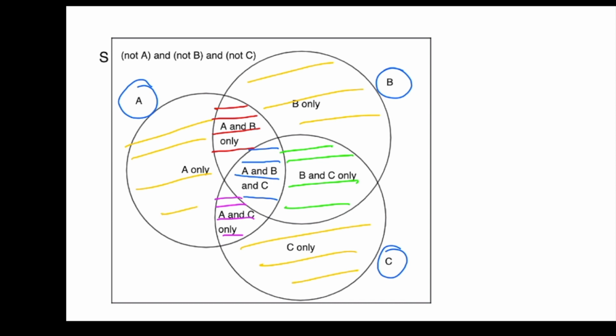And obviously there are some outcomes outside. Those are not in A and not in B and not in C. They are found anywhere outside A, B, and C. This is kind of the picture that we will be using to solve similar problems. Obviously, there is another way of naming these regions. So instead of saying A and B and C, you could say A intersection B intersection C, and so on.